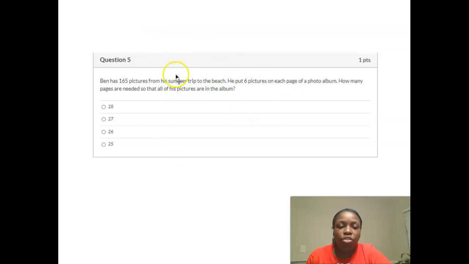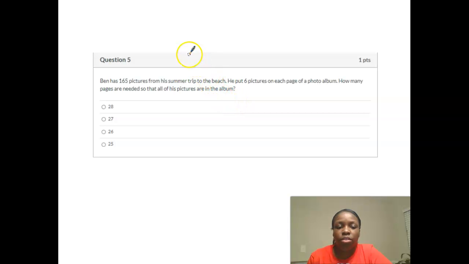So this is question number 5 for today's practice questions. It says that Ben has 165 pictures from his summer trip to the beach. He put 6 pictures on each page of the photo album. How many pages are needed so that all of his pictures are in the album?